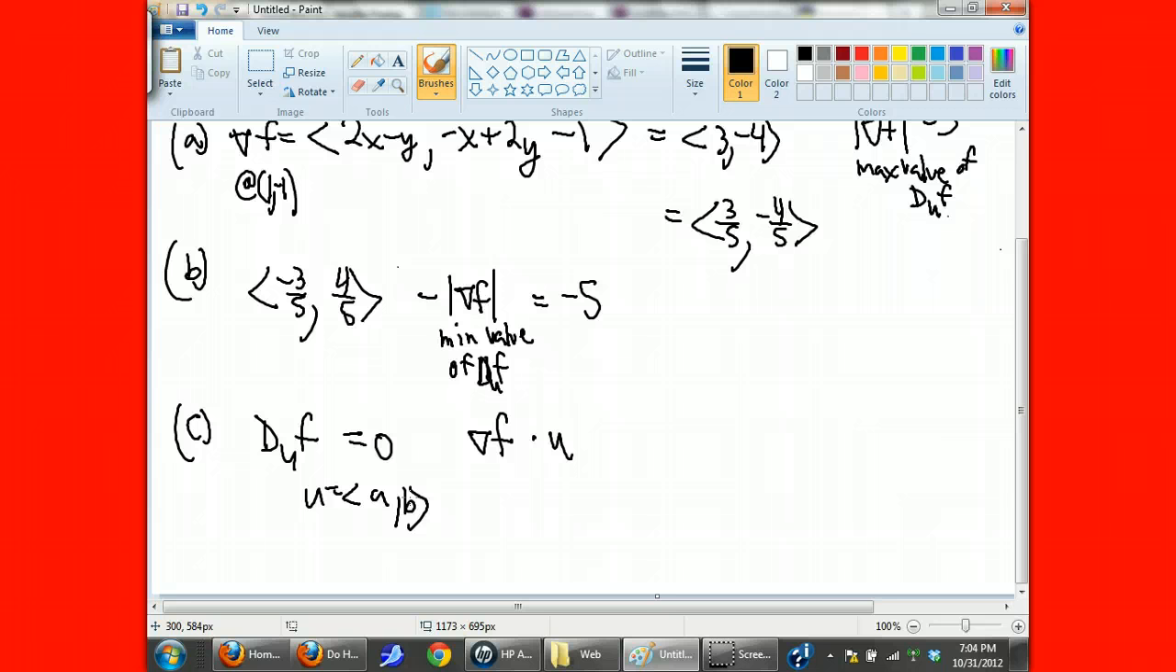Okay, so it's the same gradient that we have from above. I don't think we need to use the unit version; we can go with the non-unit version of it. We could take the 3, negative 4 version and dot it with AB. Now that only gives us one equation. This dot product between these two vectors is supposed to be equal to 0.